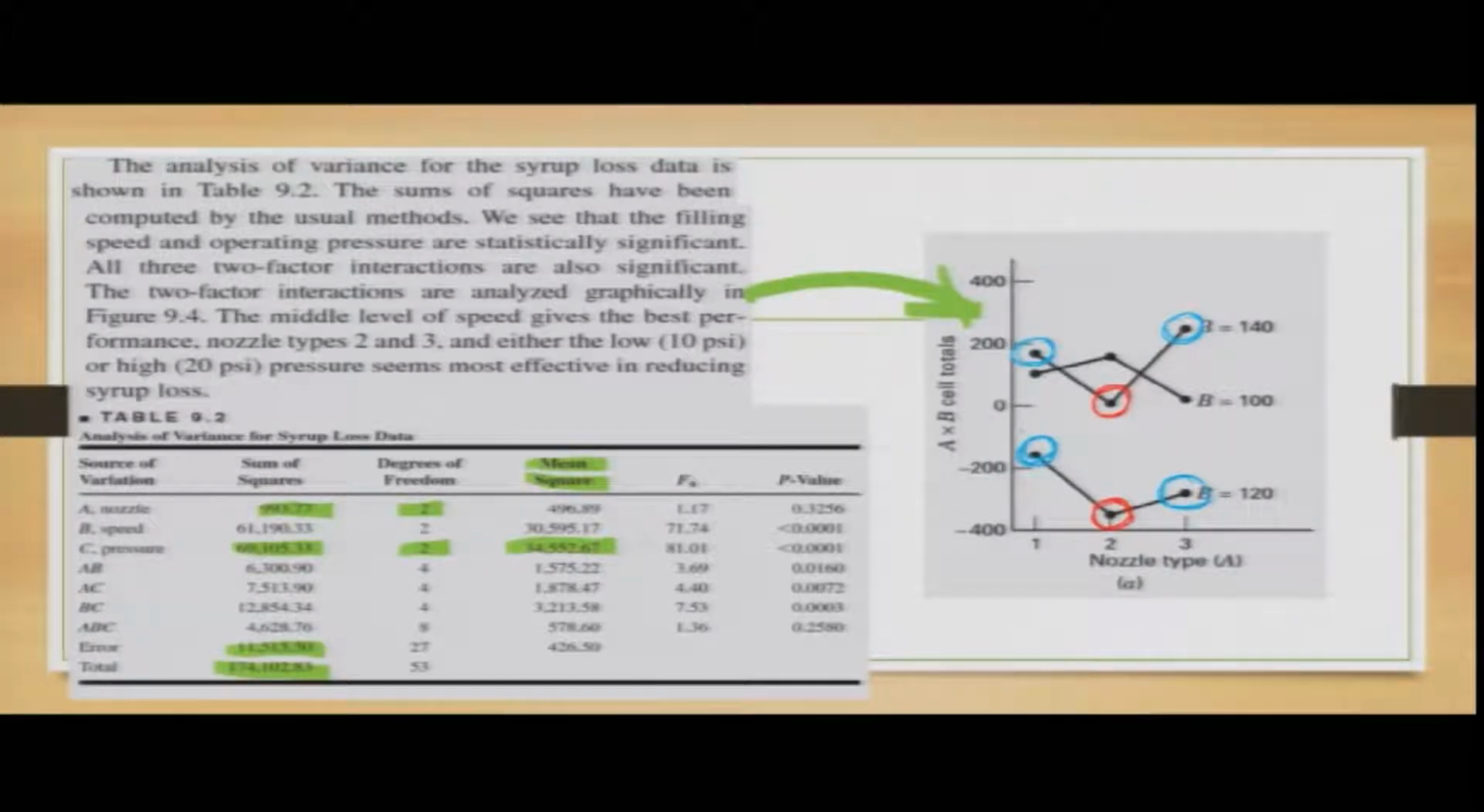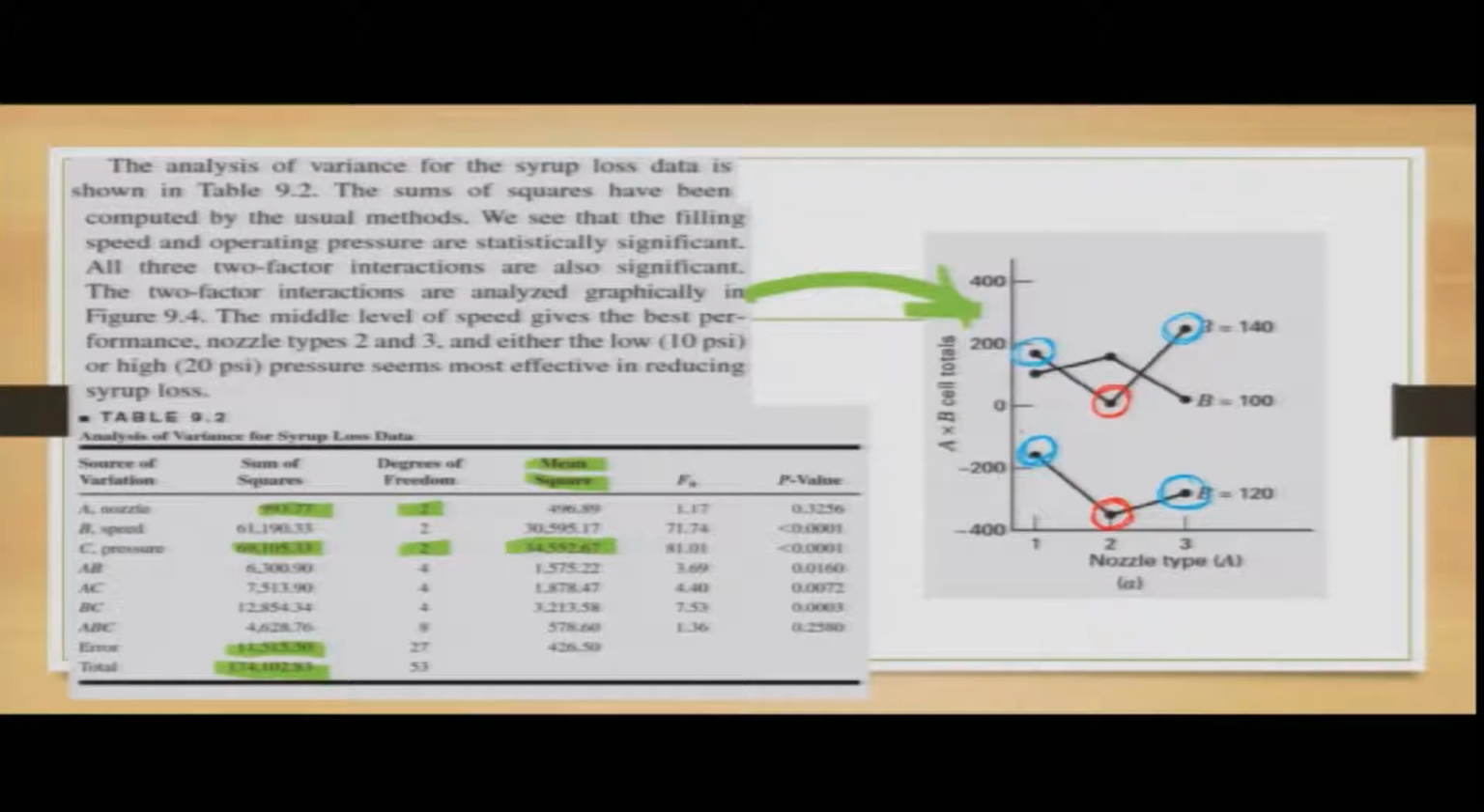So, I will again read what is given. The analysis of variance or ANOVA for syrup loss data is shown in table 9.2, which I have just discussed, and the sum of the squares have been computed by the usual methods, and we fit it. We see that the filling speed and operating pressures are statistically significant, and all two factor interactions are also significant.